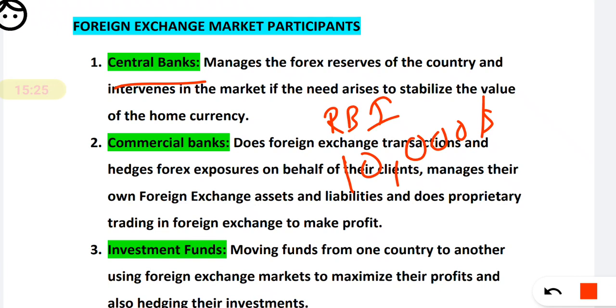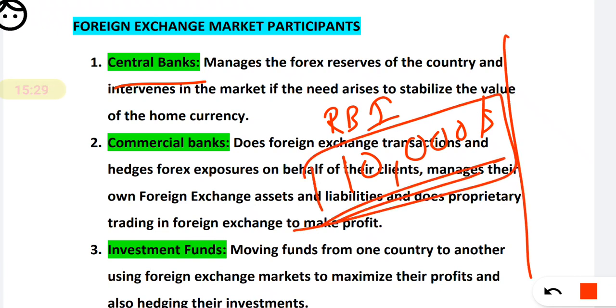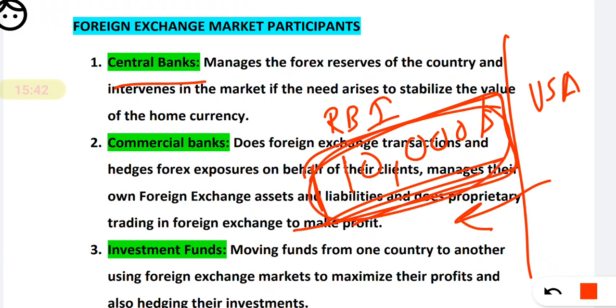We are having very high, but for example, okay, $10,000. Suppose there is a person in USA and he wants to export some goods to India. He will send goods, but he will first check how much the RBI is having, whether that country's central bank is having the foreign currency or not.